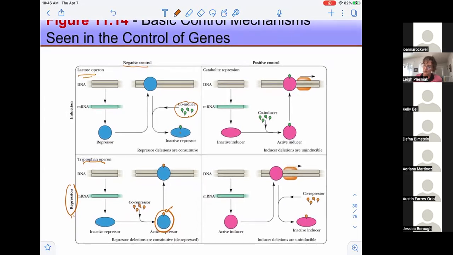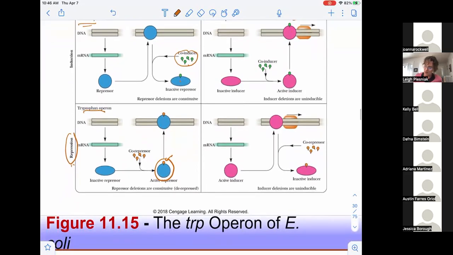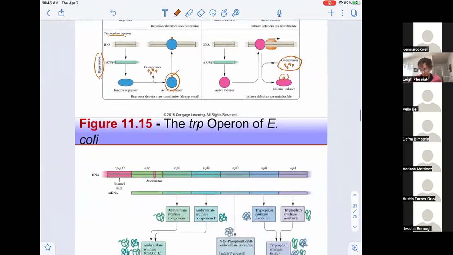Then there's positive control, which is what we just saw with CAP, where cyclic AMP binds the CAP protein, and then the CAP protein helps recruit the RNA polymerase. And this is another case where you have an active inducer, when the small molecule binds, it does not bind to the operator. The small molecule prevents operator binding, and then you don't get induction, which is repression.